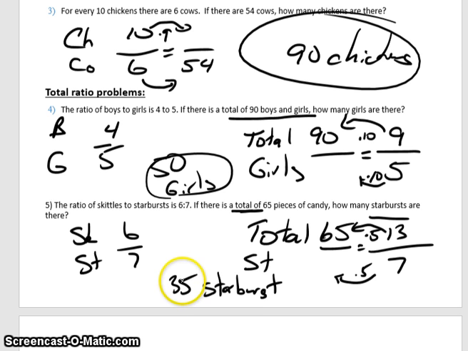All right. So again, watch what they're asking for. Total is a key word. When you see that word total, that is something that you definitely might want to circle. That way you realize something's going on here.